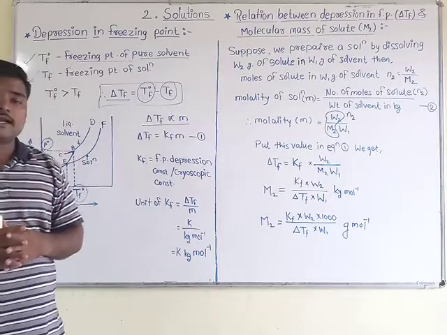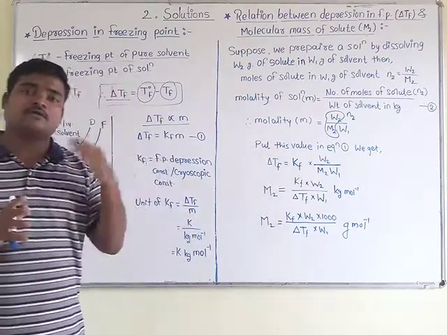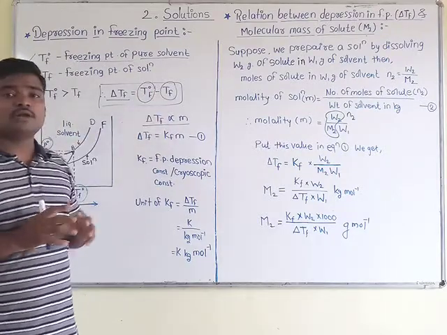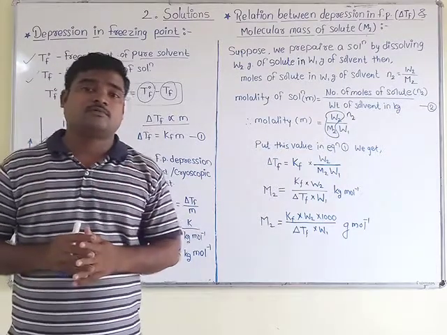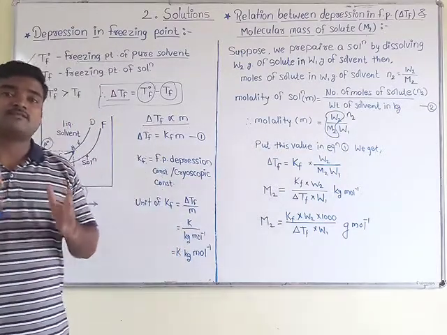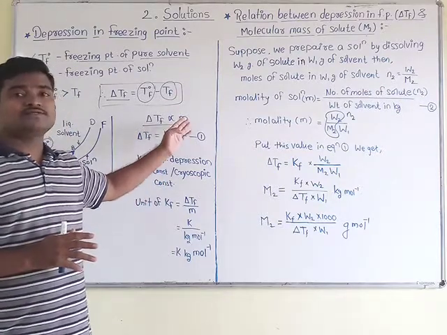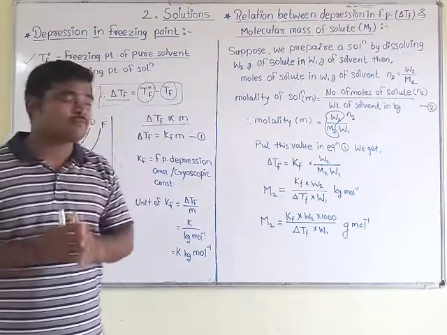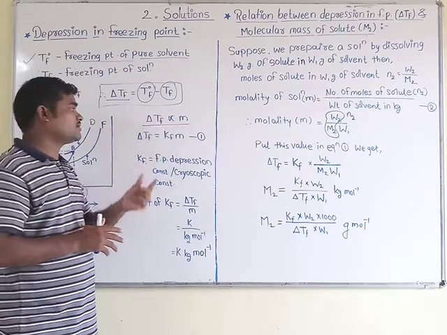It is directly proportional to it. Why? I already explained in my last video. Directly proportional to the molarity. Why? Because the number of moles of solute particles is very important here. As the number of moles of solute particles increases, the depression in freezing point also increases. So this is the important case. That's why we have taken directly proportional here.